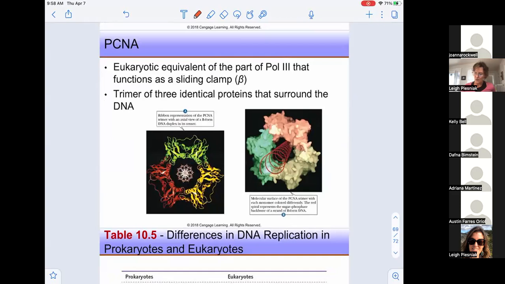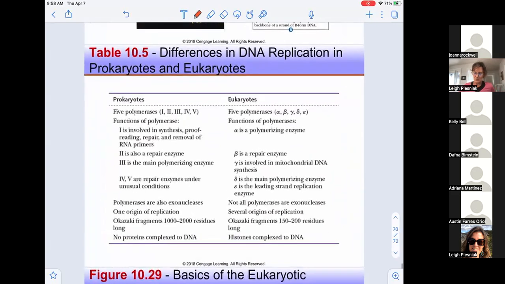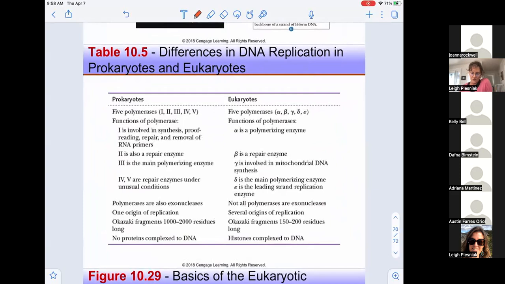Okay, and this is showing just the structure of PCNA and how it's circular around the DNA, just like the beta subunit. And this is a comparison of the polymerases in bacteria and the polymerases in eukaryotes. So one origin of replication versus several origins of replication. In bacteria, all polymerases have exonuclease activity. I think alpha does not in the eukaryotic, and there might be another one.